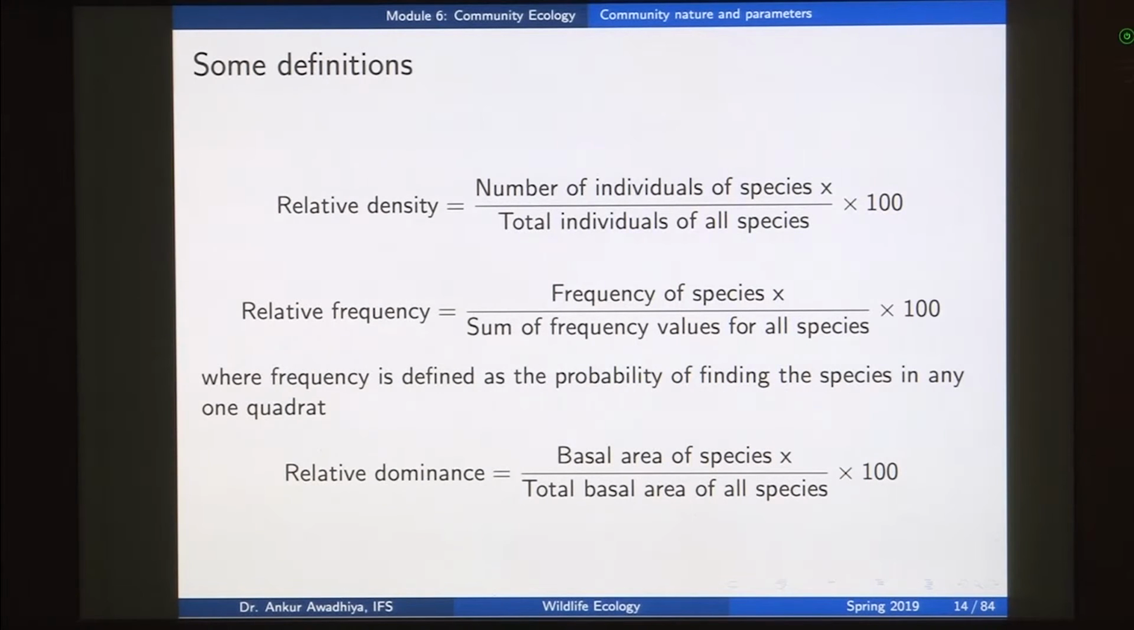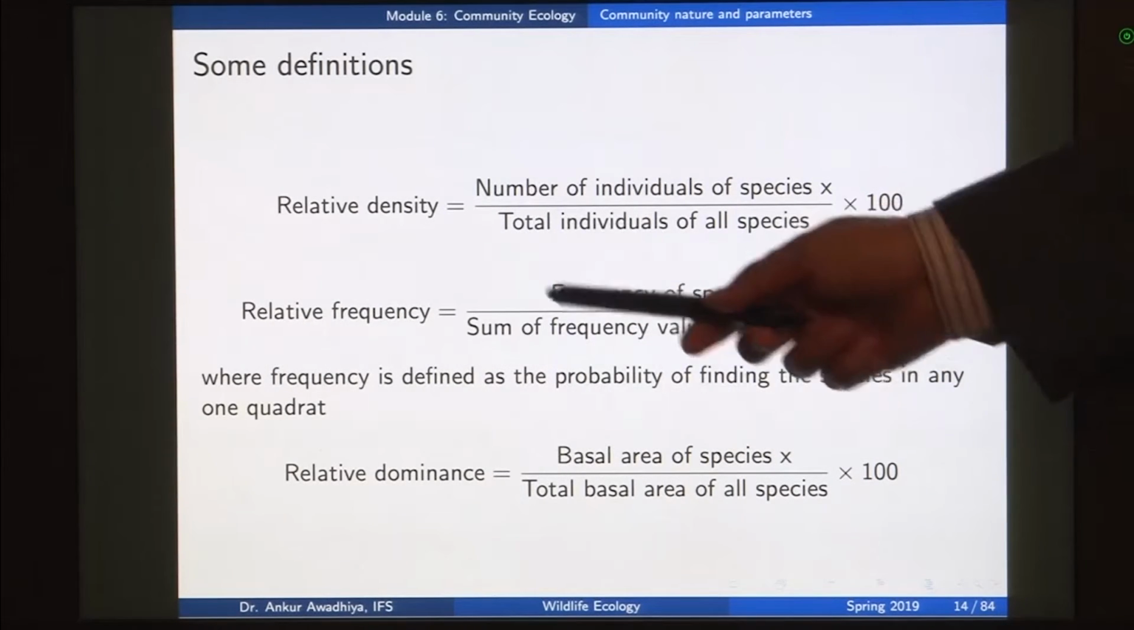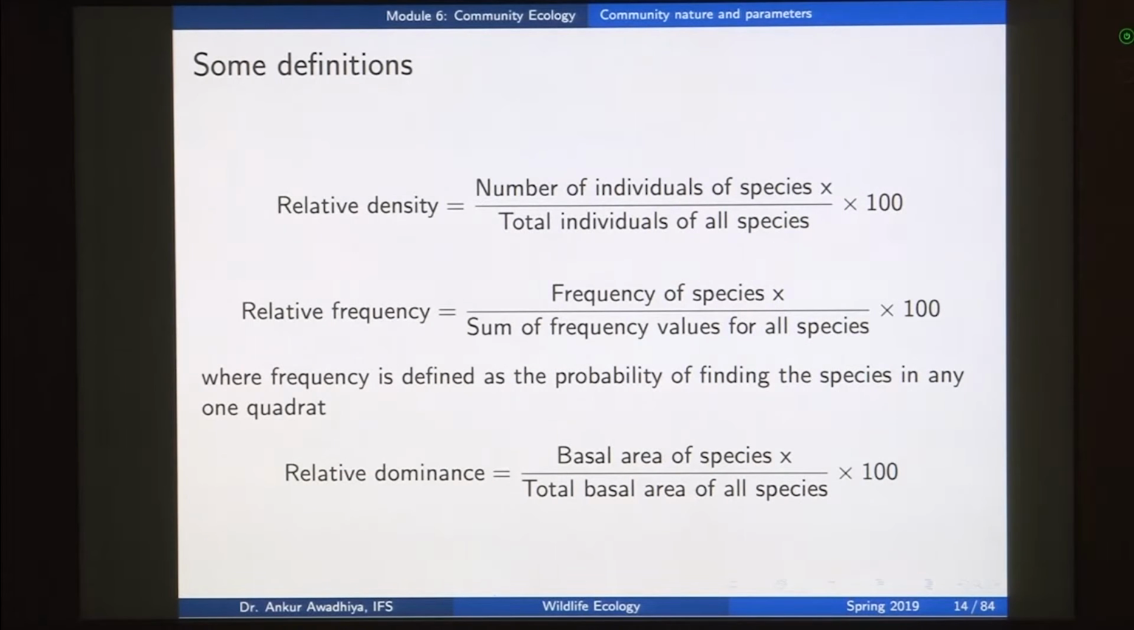We had also defined relative frequency as the frequency of finding the particular species, in this case the species X, in any quadrate divided by the sum of the frequency values of all the different species. And we had also defined relative dominance in terms of the basal area of the species. This definition of relative dominance is primarily used in the case of trees, but in the case of other species, say herbs or shrubs, we can make use of other definitions of relative dominance.